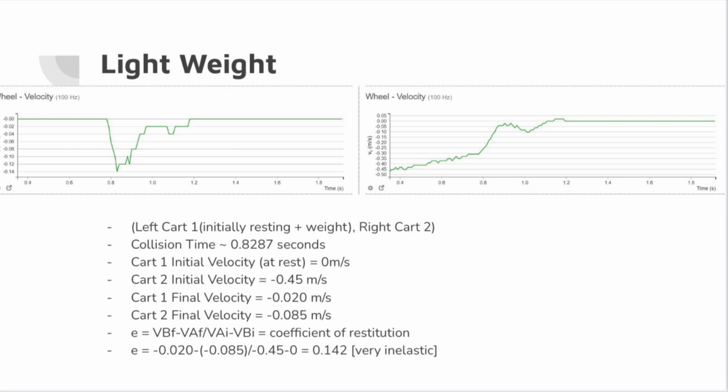This is the lightweight velocity versus time graphs, and we found this to be a little bit of an outlier amongst our trials. We found that this had a value of 0.142 when calculating the coefficient of restitution, and that's something we'll go over potential reasons why in our discussion of our results.